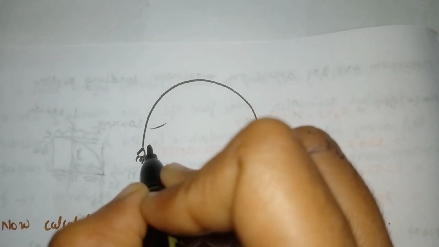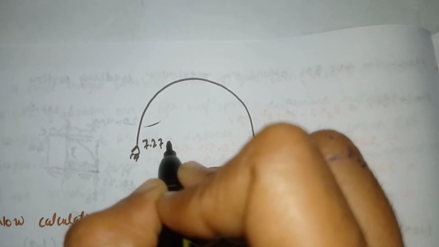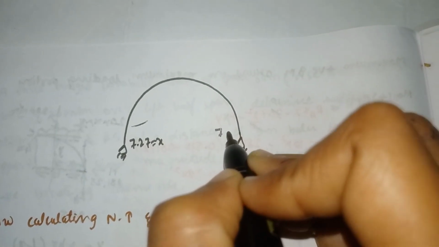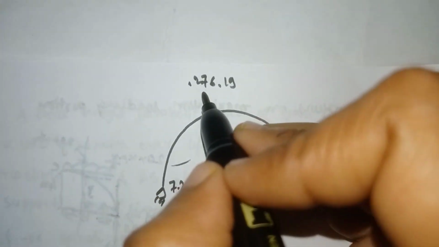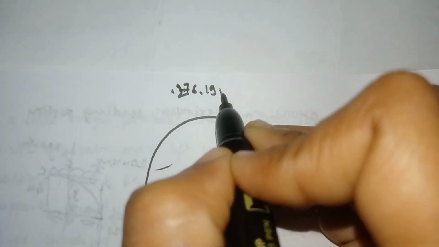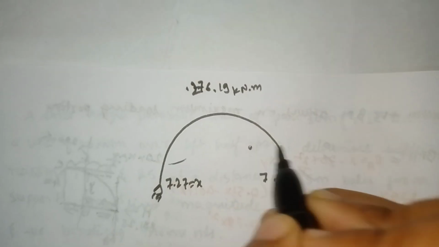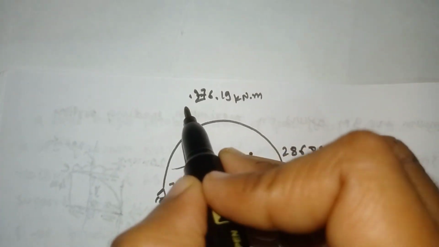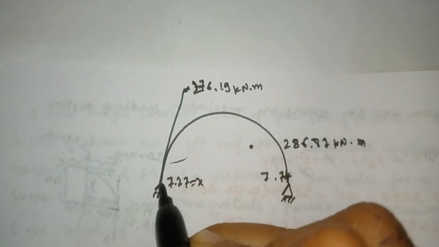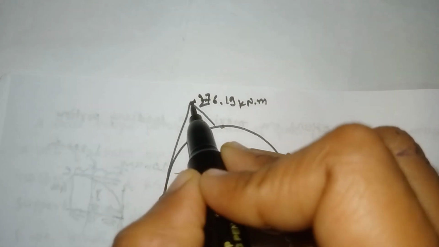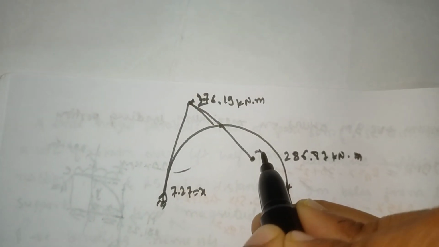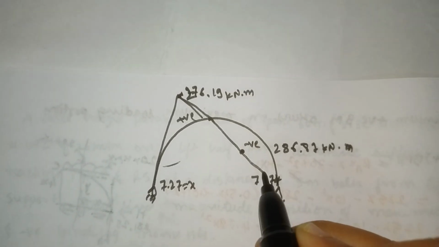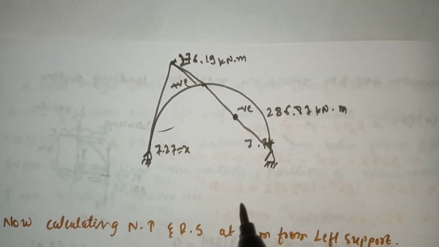The x distance at this support is 7.27, and at this one it is 7.74. The positive bending moment is 276.19 kilonewton meter, and the negative bending moment, it will come here, that is 286.87 kilonewton meter. So the diagram will come out like this. This is the negative, this is the positive, so it will come like this.